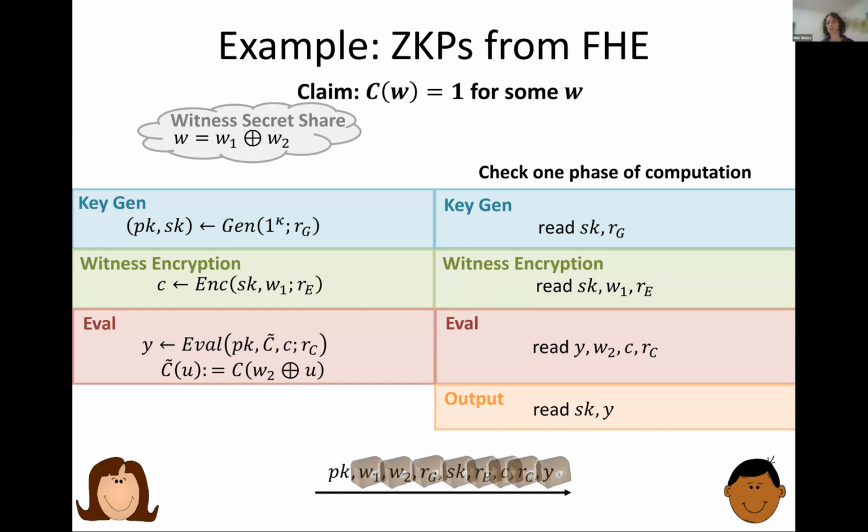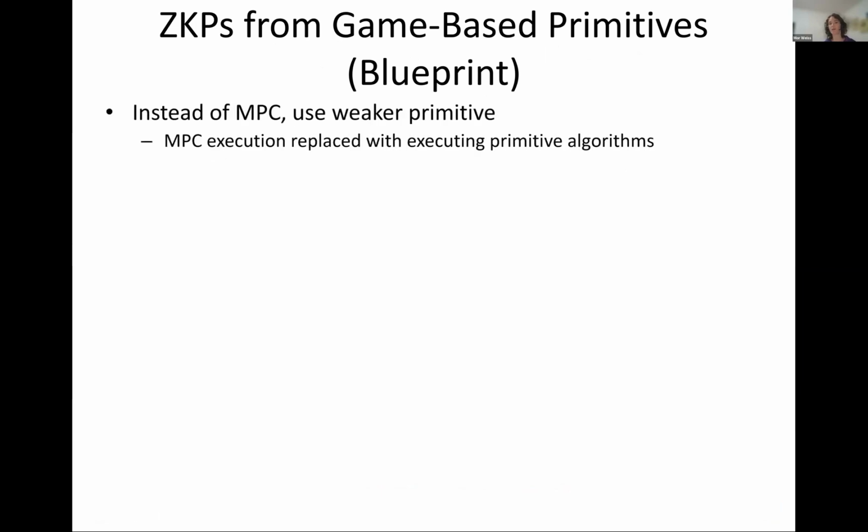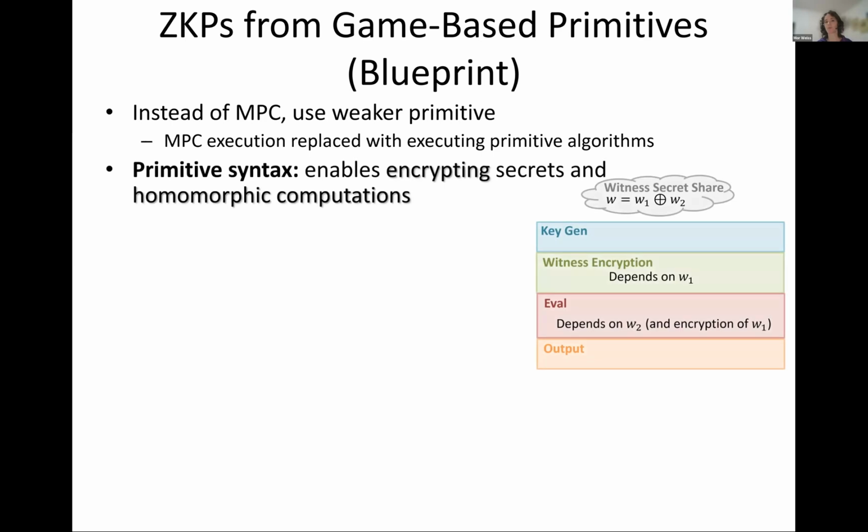So this gives us a zero-knowledge proof from fully homomorphic encryption, but actually it naturally generalizes to other primitives as well, where the idea is to replace the MPC protocol with a primitive that lets us encrypt over secrets and homomorphically compute over them. And then the proof is generated by secret sharing the witness, running the key generation algorithm, encrypting W1, the first witness share, evaluating over this encryption, where we evaluate a private function that depends on W2, the second witness share, and finally decrypting or reconstructing the output from the outcome of evaluation.